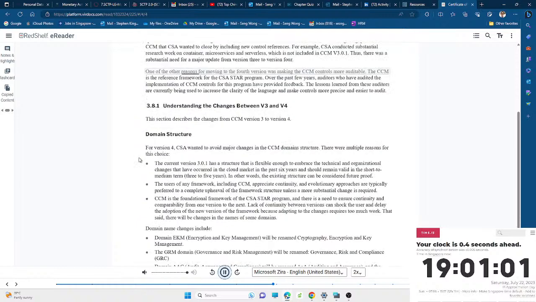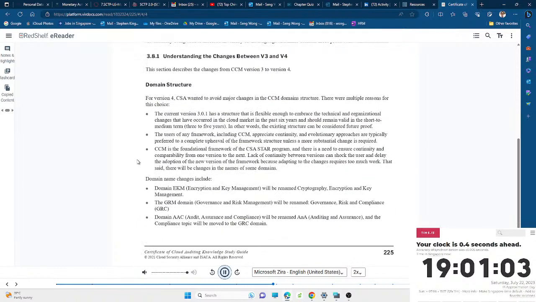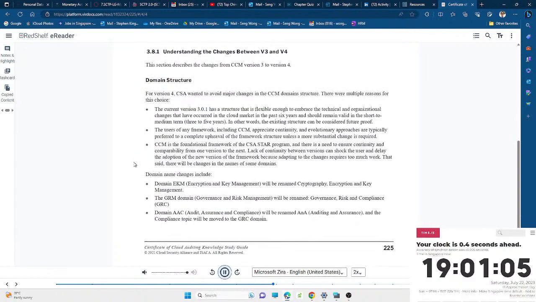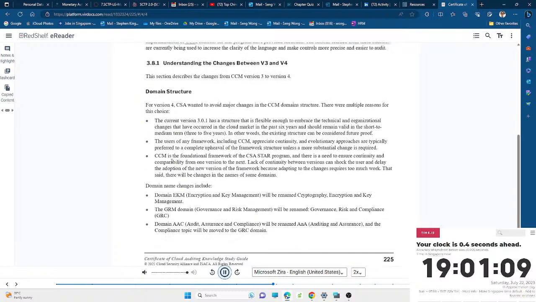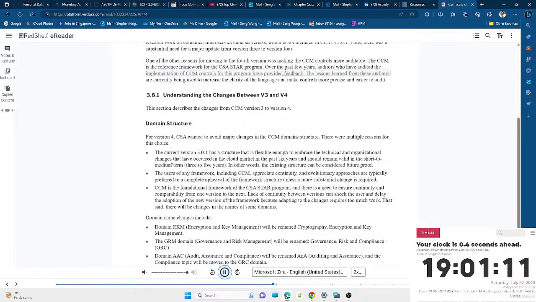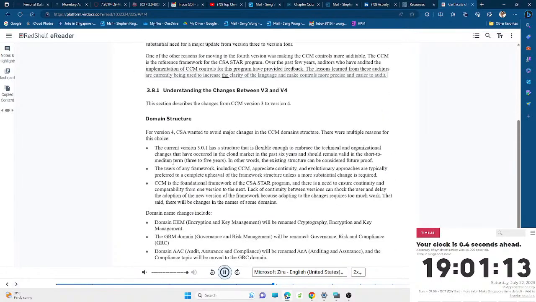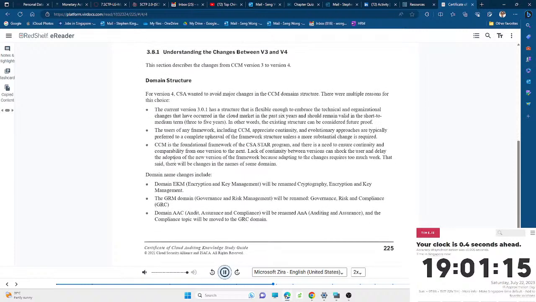One of the other reasons for moving to the fourth version was making the CCM controls more auditable. The CCM is the reference framework for the CSA STAR program. Over the past few years, auditors who have audited the implementation of CCM controls for this program have provided feedback. The lessons learned from these auditors are currently being used to increase the clarity of the language and make controls more precise and easier to audit.